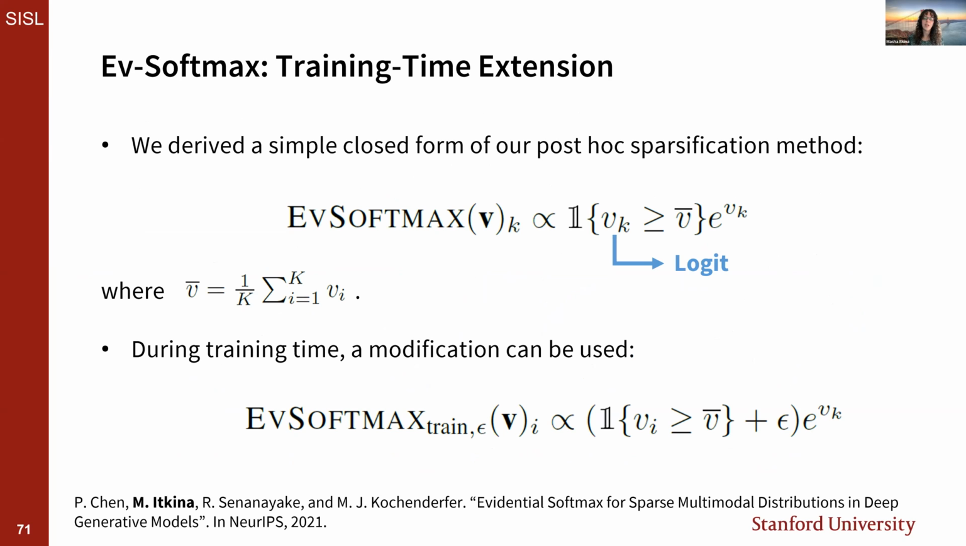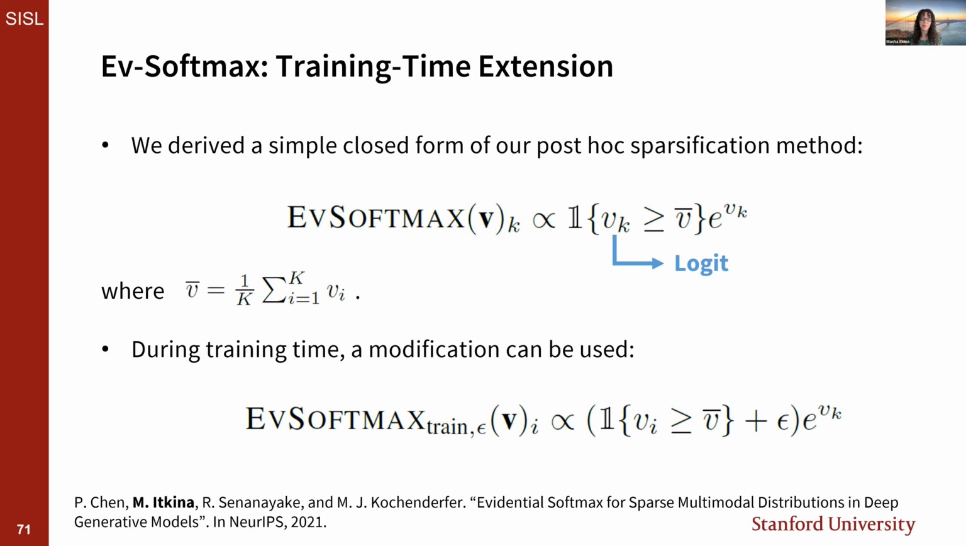Ev-Softmax takes as input the output of the last linear layer of the network, this V. The sparsification happens according to a very simple condition. If the logit output Vk for class K is greater than the arithmetic mean of the logits over the classes, then that probability mass is kept.